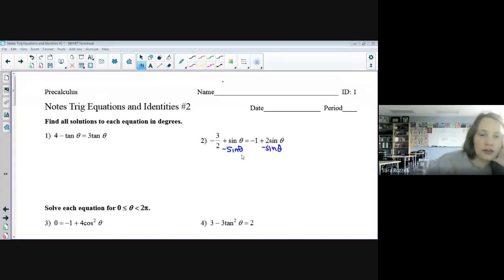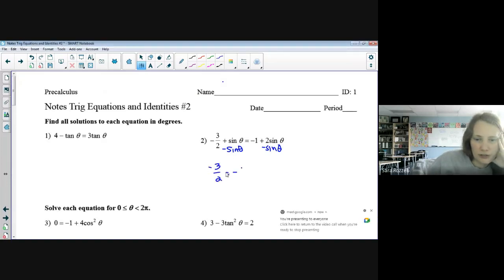All right, so we're going to work problem number 2. Then we'll go back to number 1. So I'm going to subtract sine on both sides. So I have -3/2 is equal to -1. 2 sine theta minus sine theta is just 1 sine theta.